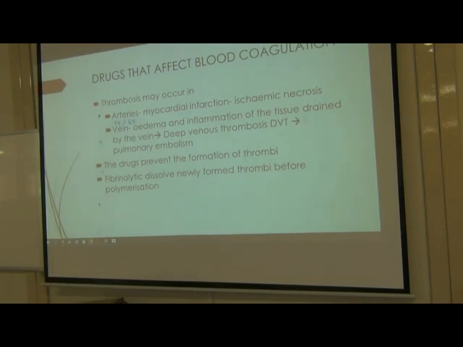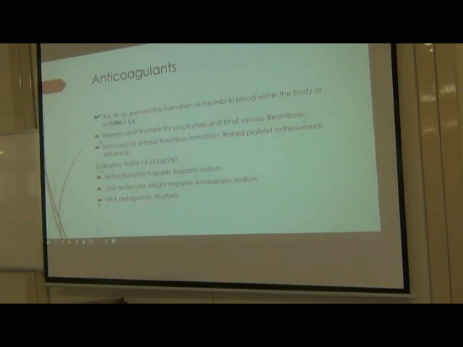Because we said with the arteries, we have myocardial infarction, deep vein thrombosis, and pulmonary embolisms, and these are conditions that need monitoring if a patient has them. Yes. So let's see the different anticoagulants. Heparin and warfarin are very popular for the prophylaxis and treatment of this thrombosis.